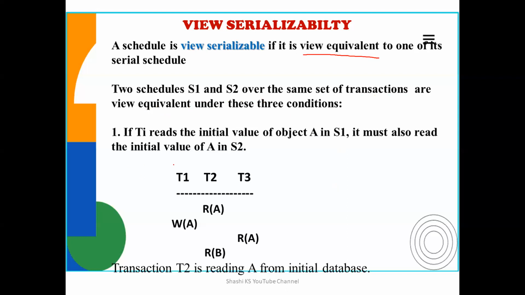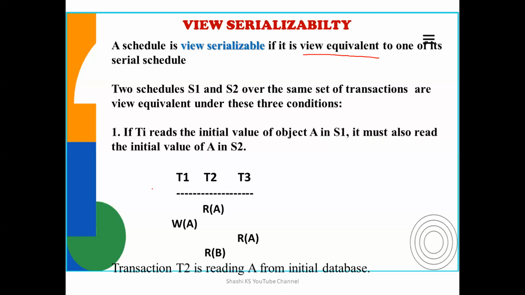First condition is called the initial read condition. Suppose a schedule is given to me. If a transaction Ti reads the initial value of object A in schedule S1, the same transaction must read the initial value of object A in the other schedule S2 also. So if a schedule S1 is view equivalent to schedule S2, it means whichever transaction is performing the initial read operation, the same transaction should perform the initial read operation in the second schedule also.